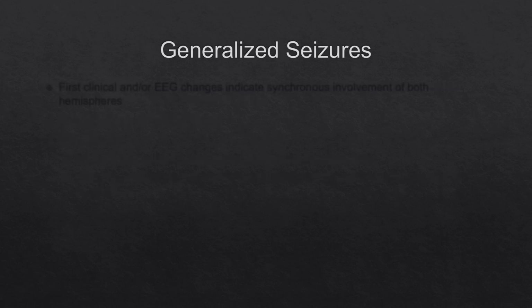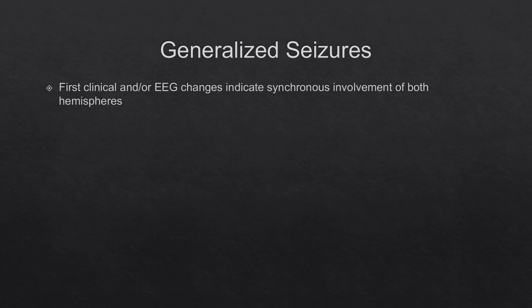After focal seizures, we'll learn about generalized seizures. What is meant by a generalized seizure? The first clinical and/or EEG changes indicate synchronous involvement of both hemispheres. For a seizure to be classified as focal or generalized, we have to see the initial activation. If the features suggest initial activation of only one cerebral hemisphere, we call it a focal seizure. If the initial activation involves both cerebral hemispheres, we call it a generalized seizure.